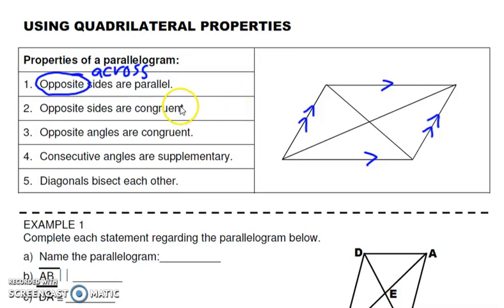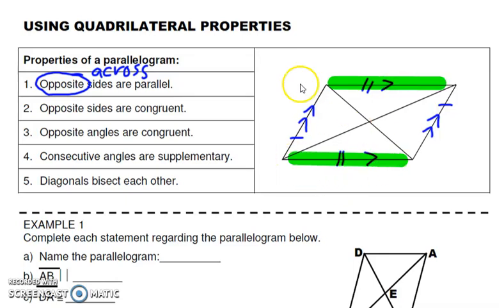Okay, the next one is that opposite sides are congruent. So that means the sides across from each other that are parallel, they're also congruent to each other. So we can put our tick marks to show that they're congruent. We also could use our colors to make it stand out for us that the sides across from each other are congruent.